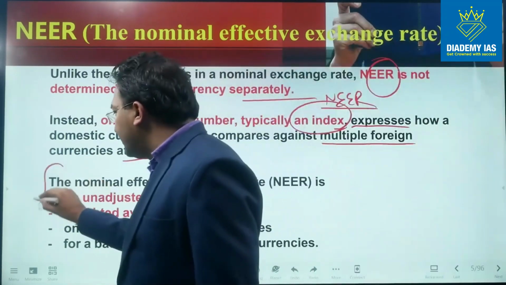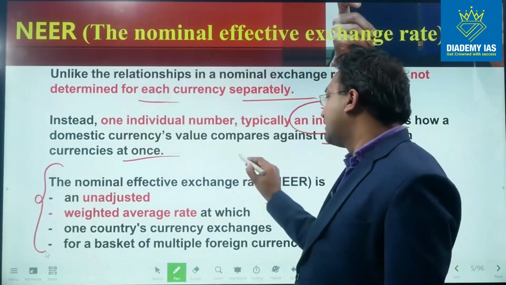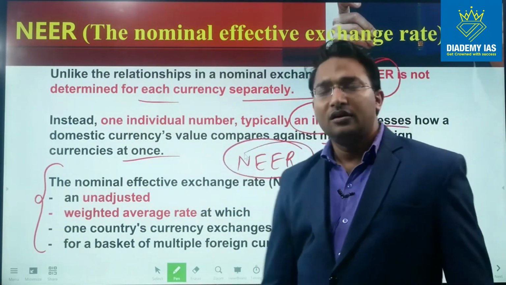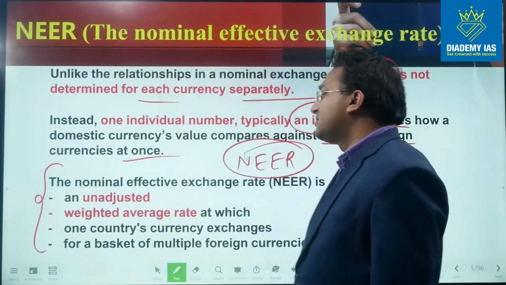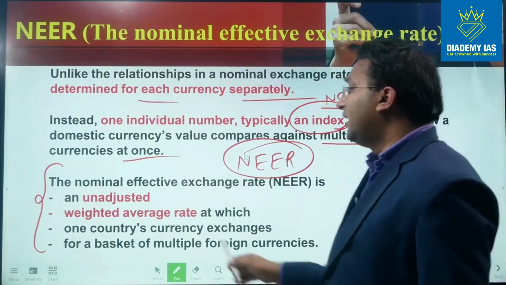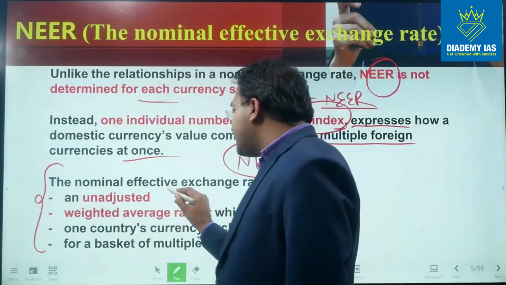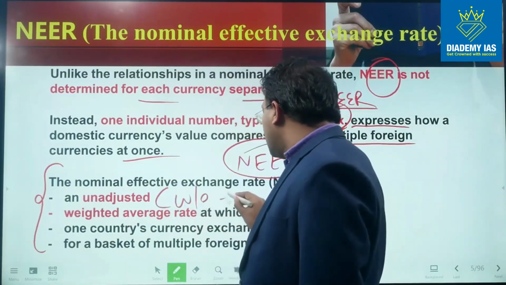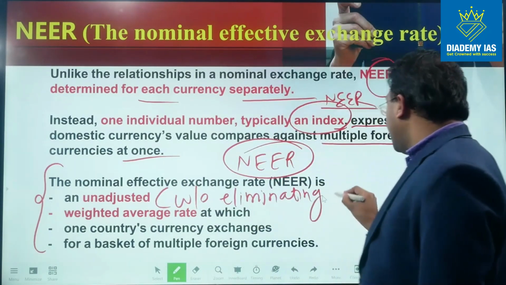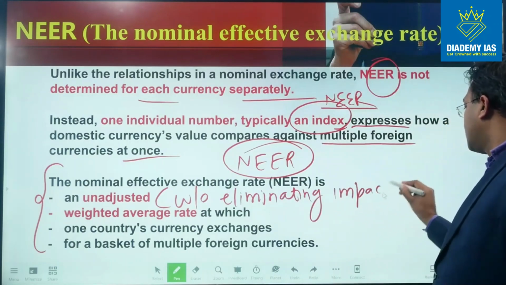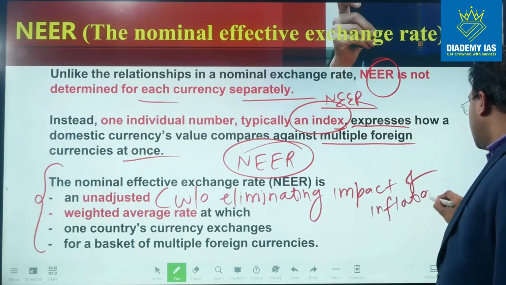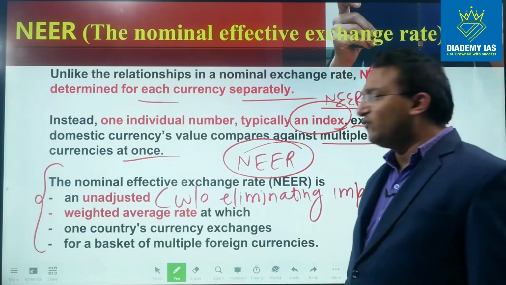Now read, this is the definition of the NEER, right? And if you have understood that discussion which I just did, you can actually understand this definition very clearly. The nominal effective exchange rate is an unadjusted, when I say unadjusted, that means without eliminating the impact of inflation. Without eliminating the impact of the inflation.